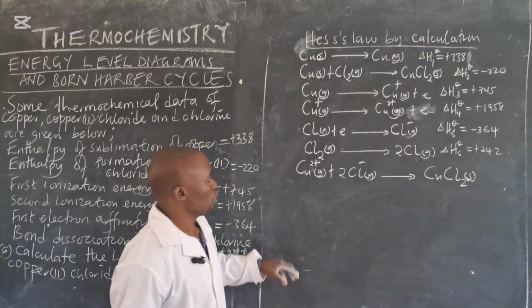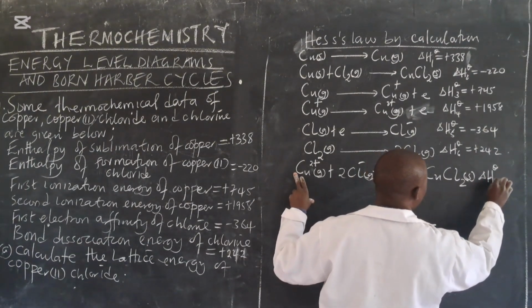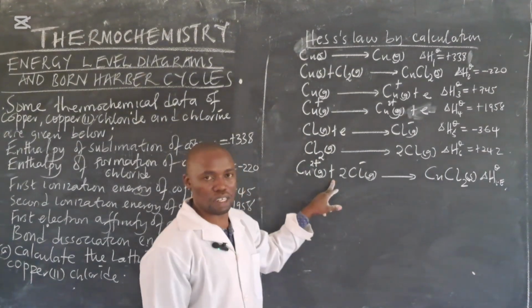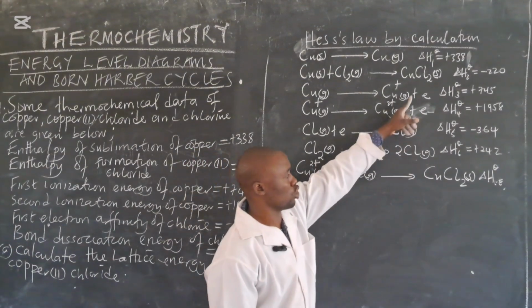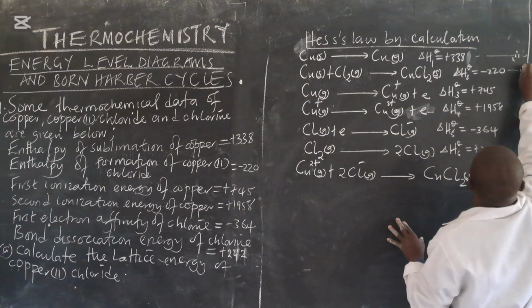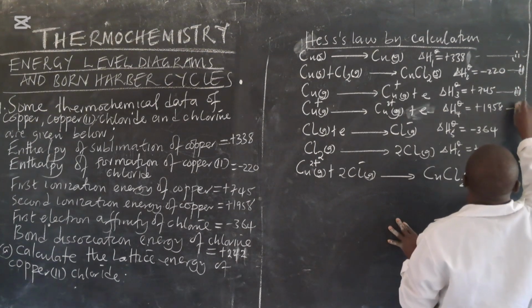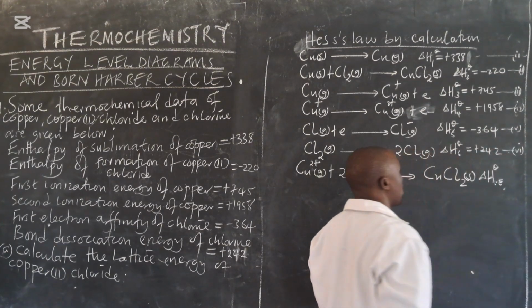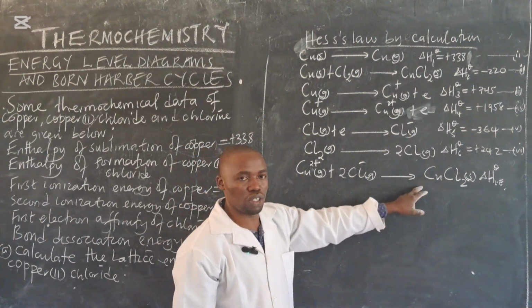So we need this heat here, called the lattice energy. We are going to manipulate all these equations to arrive at this one here. You can do it mentally and just write the expressions for equation 1, equation 2, equation 3, equation 4, 5, 6. Now it's better to follow what appears on the equation as we manipulate.